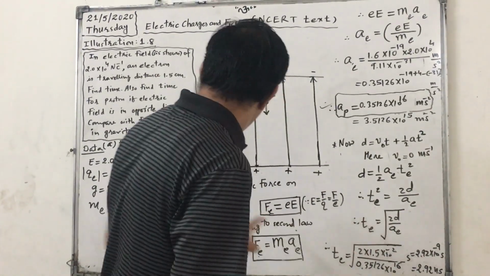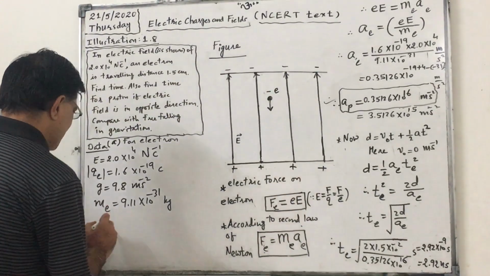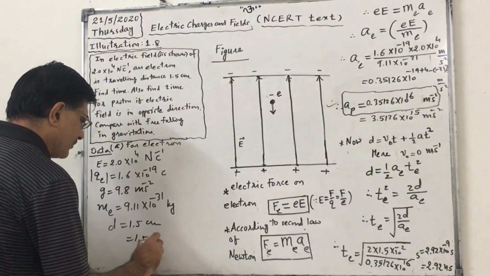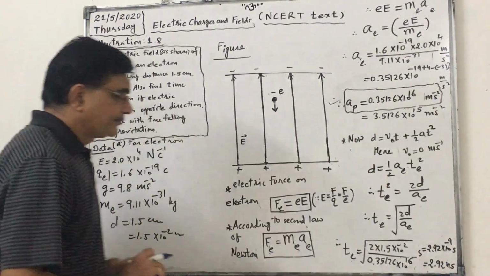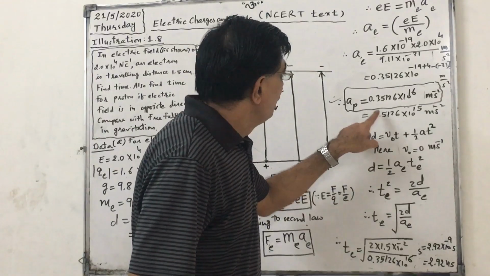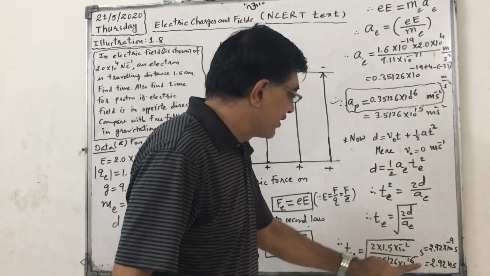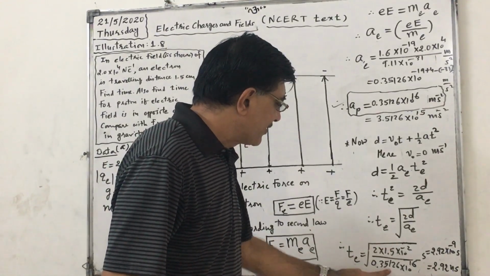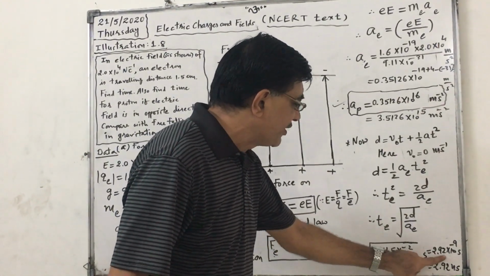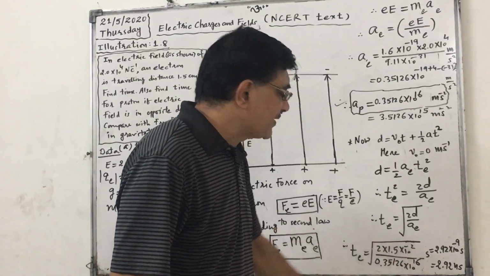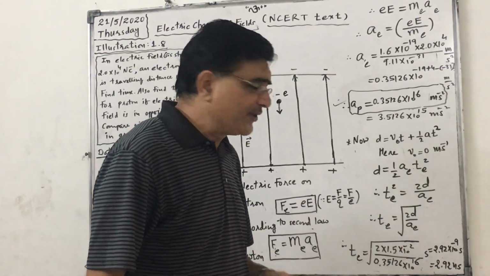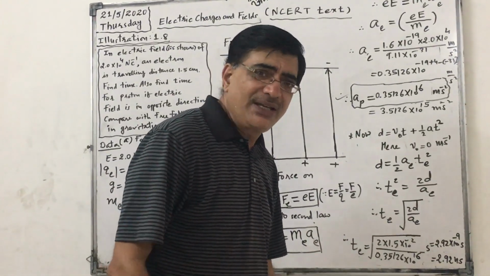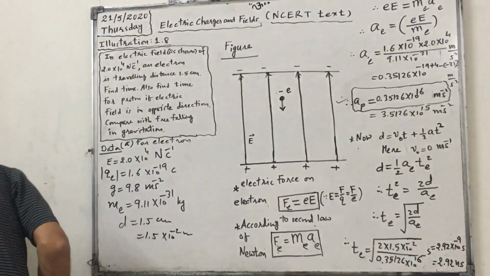2 into d, where d is given as 1.5 centimeter, can be written as 1.5 into 10 raised to minus 2 meter, divided by this value, 0.35126 into 10 raised to 16. So 2 multiplied by 1.5 divided by 0.35126, square root of it will be 2.92, and minus 2 minus 16 is minus 18. Square root of it is minus 9 second. It can be written as 2.92 nanosecond. Here is the time.